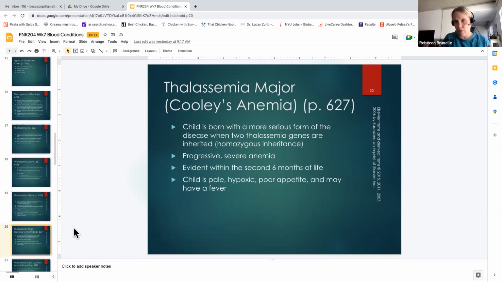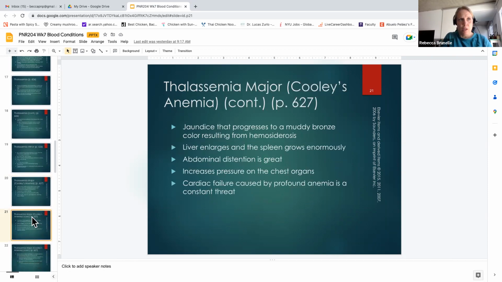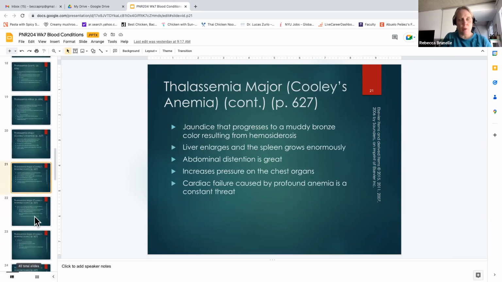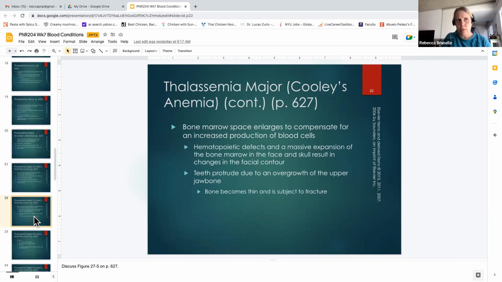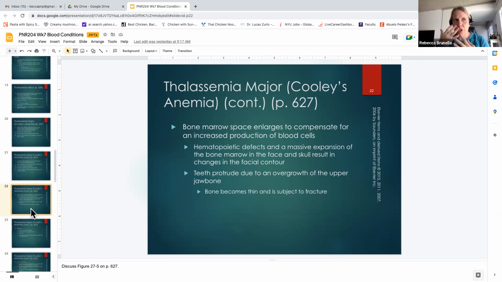And Cooley's anemia is another name for the thalassemia major, which means that they received the gene from both parents. It's the more severe form of thalassemia. So they are at risk for early death just related to the profound anemia, and also their repeated blood transfusions cause them to have a lot of iron buildup in their body that can then cause damage to their other organs. And they can end up being a little bit misshapen because their bone marrow space enlarges to produce more red blood cells, and that ends up affecting their facial features. So they can look kind of dysmorphic or off.